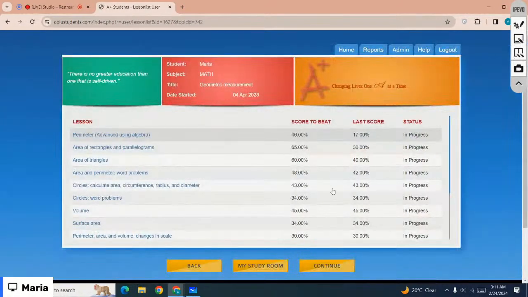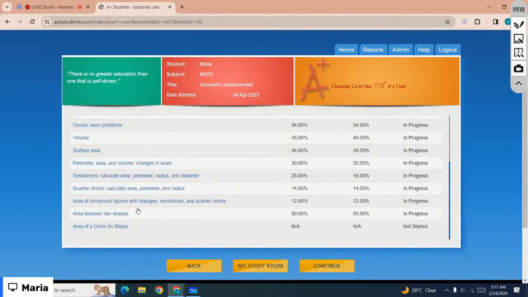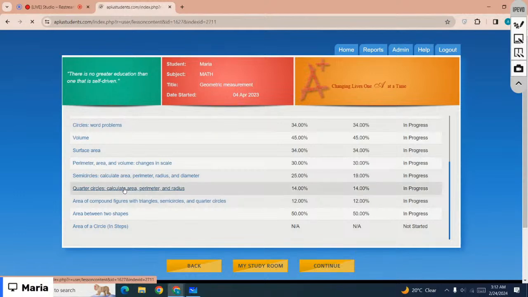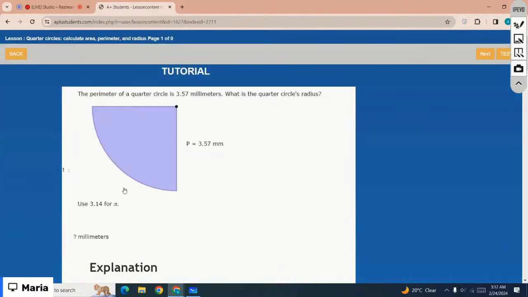And the next lesson is quarter circle, calculate area, parameter and radius. Quarter circle means 1/4 of the circle, right? This is actually the quarter circle. This one, right? That is the 1/4 part of the circle.